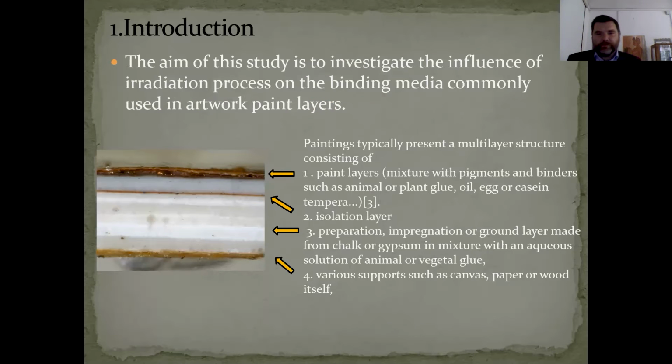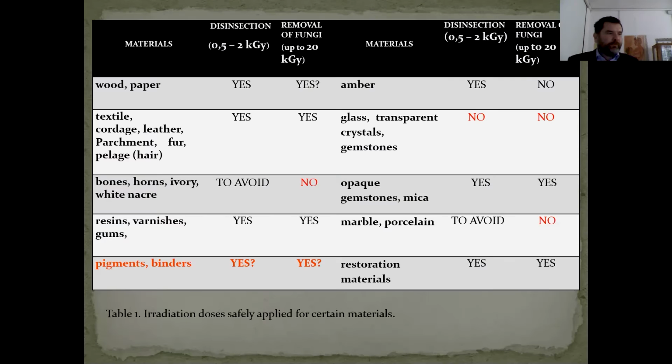What are the binders in paint layers? This binding media is usually present in artwork paint layers, from the support such as canvas, paper or wood itself, and the preparation also. Then usually there is some isolation layer, and what is the most interesting in this study, the paint layers, which are usually a mixture of pigments and binding media, binders. And these binders can be varied.